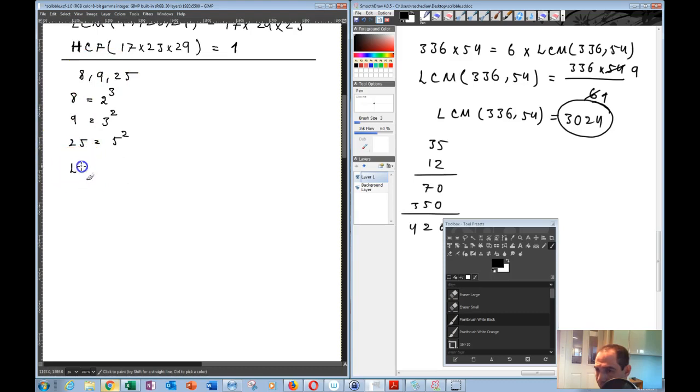Then your LCM, the LCM of these numbers 8, 9, and 25, is equal to, basically for an 8 you need 3 factors of 2, so 2 cubed. For a 9 you need 2 factors of 3, so 3 squared, and for the 25 you need 2 factors of 5, so 5 squared. So that's basically the greatest powers of the prime factors.